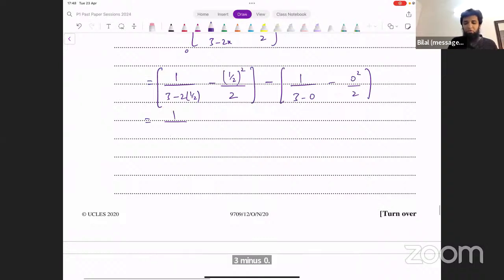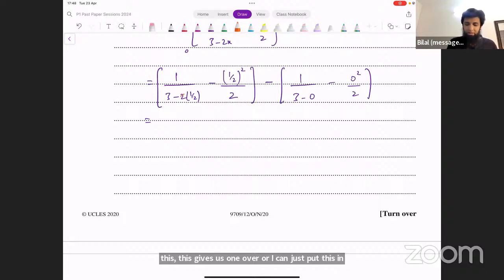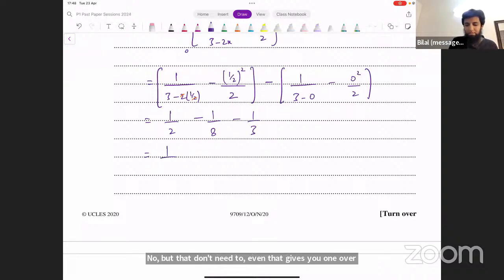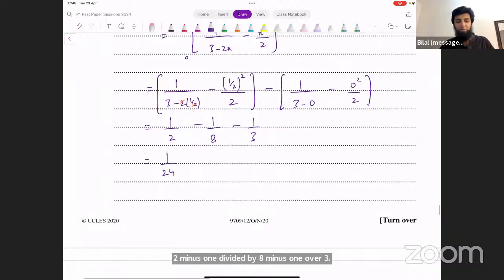Now let's simplify this. I can just put this in a calculator as well, your choice. In this case, you could do it mentally as well. It's 1 over 2 minus 1 over 8 minus 1 over 3. Now put that on a calculator and see what that gives you. 1 over 2 minus 1 divided by 8 minus 1 over 3. That's 1 over 24. That's the area of that shaded region that we were looking for.